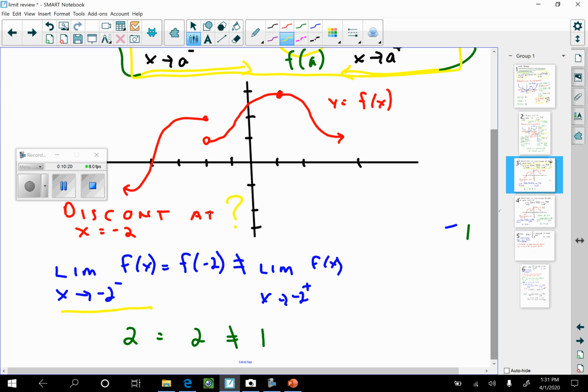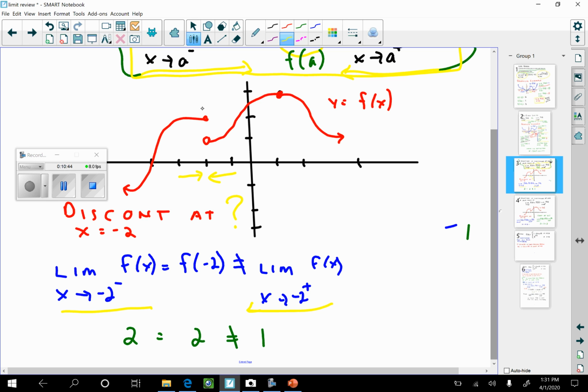Okay, and I'm looking at -2 from the left. And I'm going to look at as x goes to -2 from the right. And I'm going to evaluate f of -2, and I'm going to see if this equation holds true, if this is equal to that and is equal to that. Well, let's do this limit right here. The limit as x goes to -2 from the left of f of x.